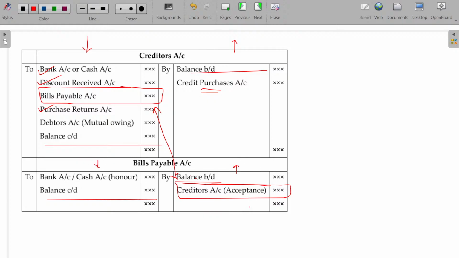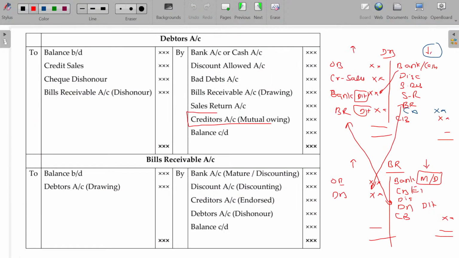On maturity, it will be settled on honoring. Apart from that, we have the mutual owing. Mutual owing will appear in the debit side of creditors as well as the credit side of the debtors. Mutual owings, give and take, both will be cancelled. So you have to understand all this logic here. Anyhow, we'll see along with the illustration.